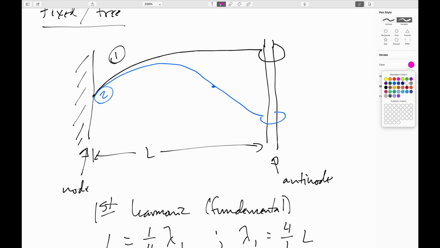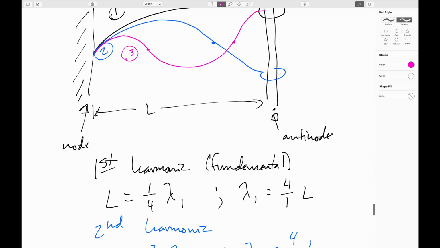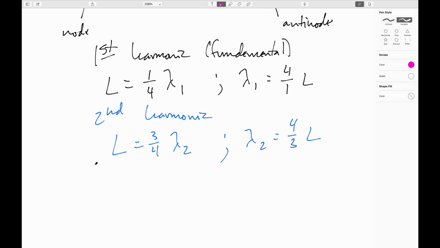Let's do one more just to see if we got the hang of it. The next thing I could imagine doing is sticking in still yet one more loop, something like that. So that would be 3. So there's a wave and another 1/4 of a wave. So I've stuck in 5/4 of a wave between the ends.